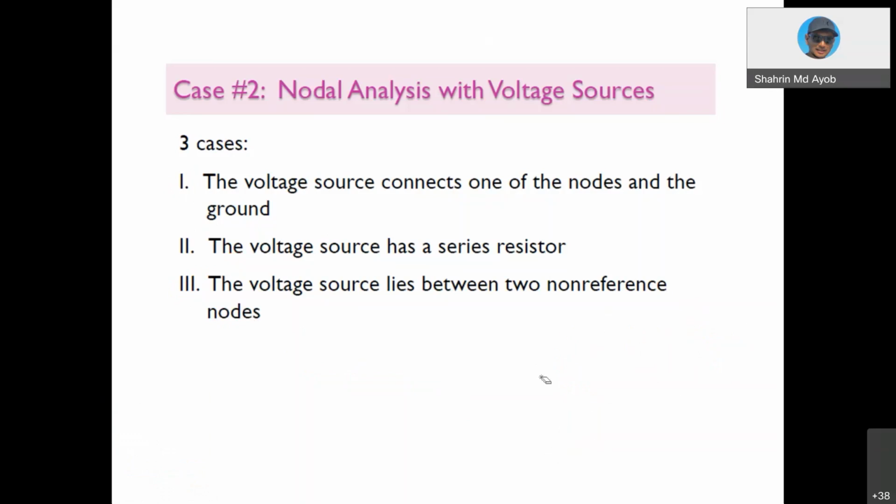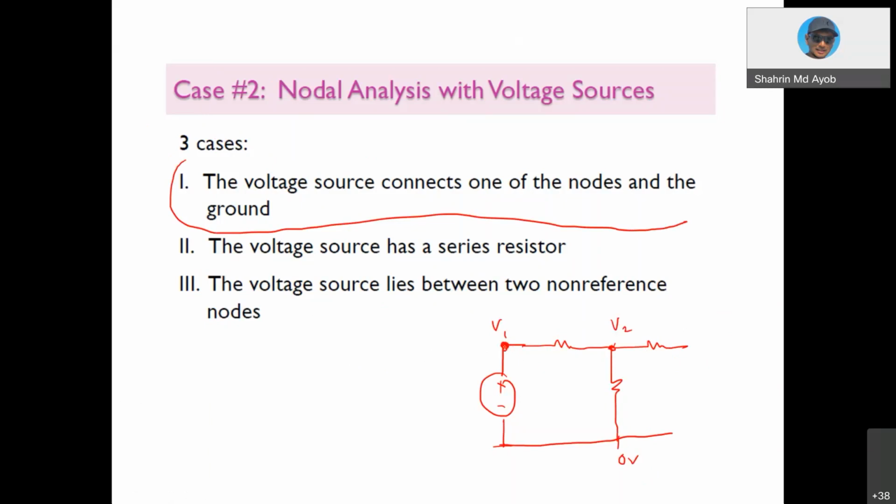This is a special case. We have 3 special cases. The first one is the voltage source connected between one of the nodes and the ground. For example, if you have it like this, this one should be your V2, and this we set as our reference. So this is the first case: the voltage source connected to one of the nodes and the ground node, which is 0 voltage.